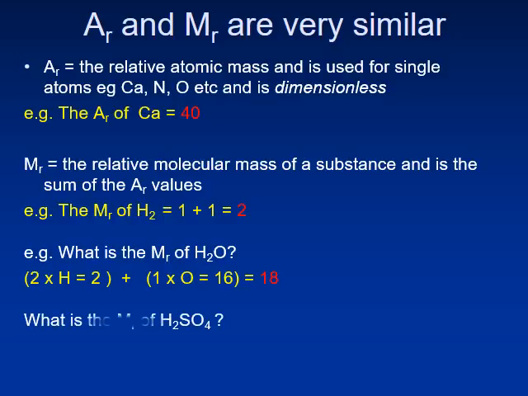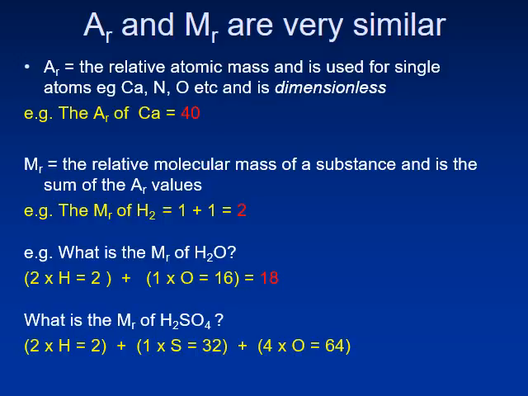One final example is, what is the relative molecular mass of sulfuric acid, H2SO4? Pause the video now and let's hopefully come back with the right answer. Okay, so let's just do the calculations first. You've got 2 hydrogens, so it's going to be 2 times 1, because 1 is the relative atomic mass of hydrogen. That gives us 2.